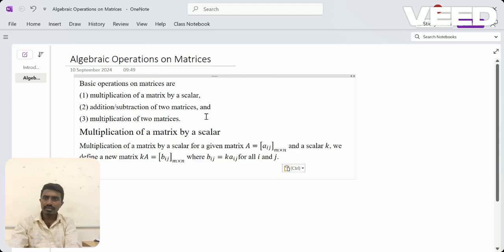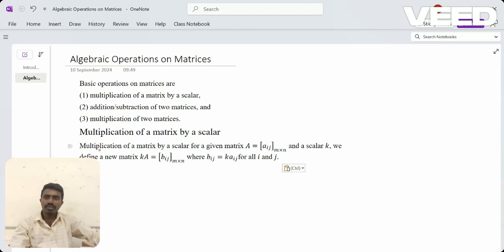More precisely, multiplication of a matrix by a scalar: for a given matrix A equal to Aij of order m by n and a scalar k, we define a new matrix kA which is equal to Bij, whose order is the same, that is m by n, where Bij equals k times Aij for all i, j.